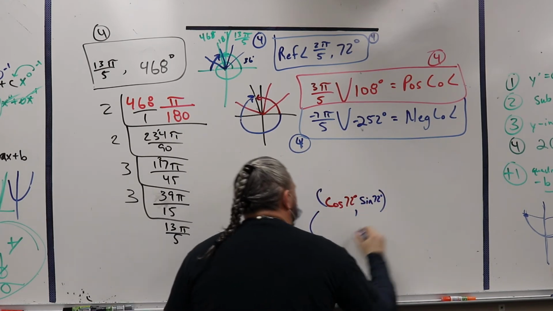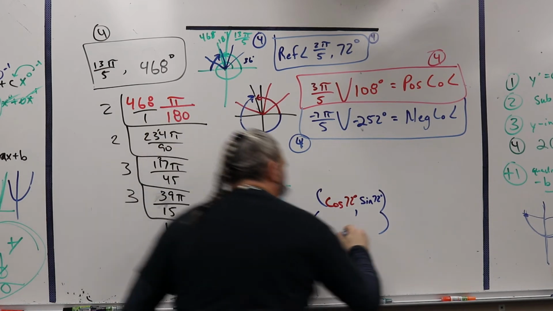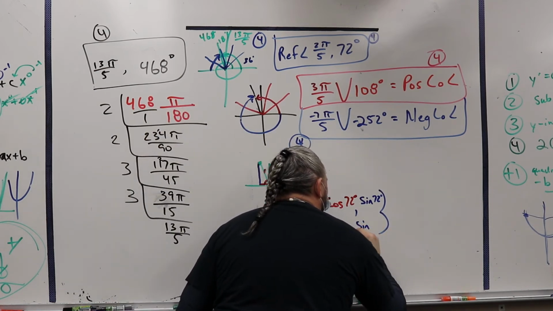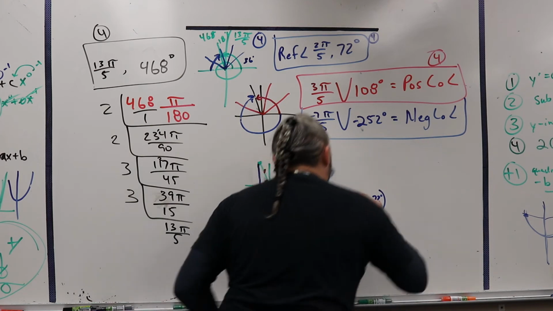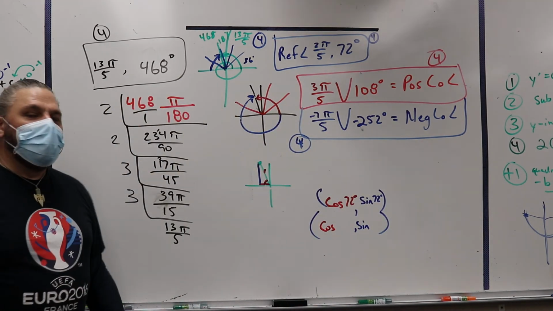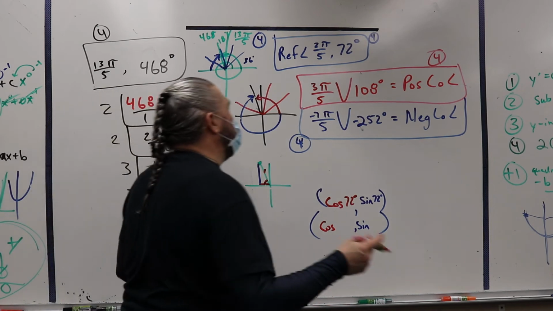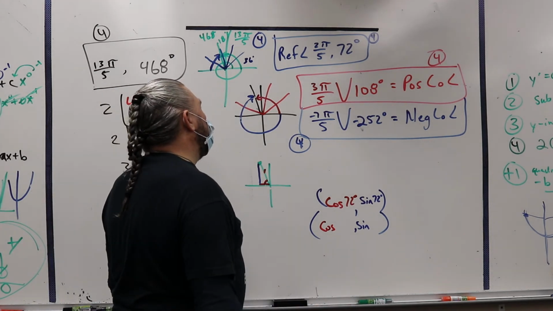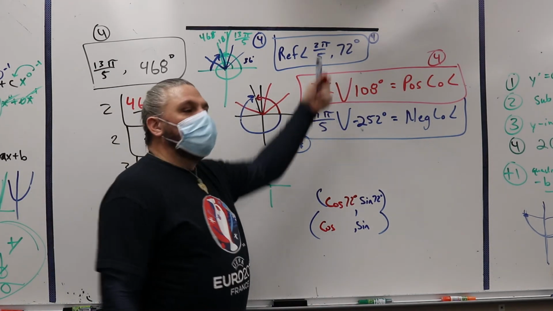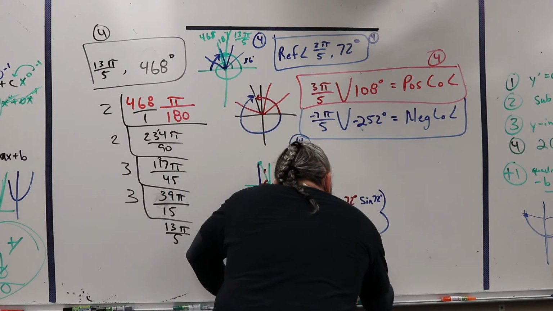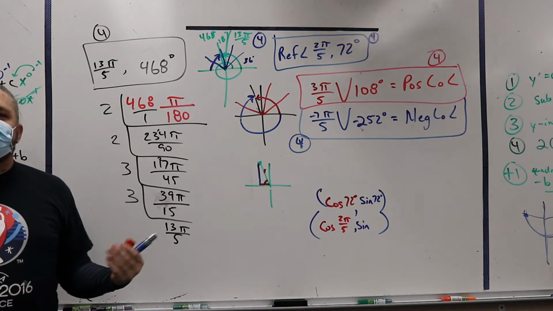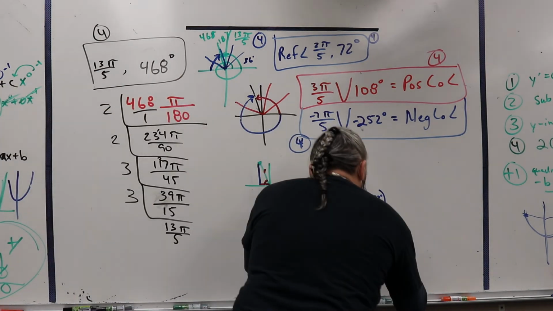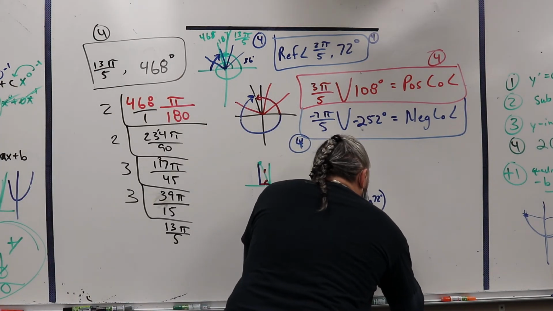But we could also write this as what? Sine and cosine of what? 108? Yes. Not 108. 2 pi over 5. 2 pi over 5. The other way to write 72 degrees. Right? 2 pi over 5. Question?